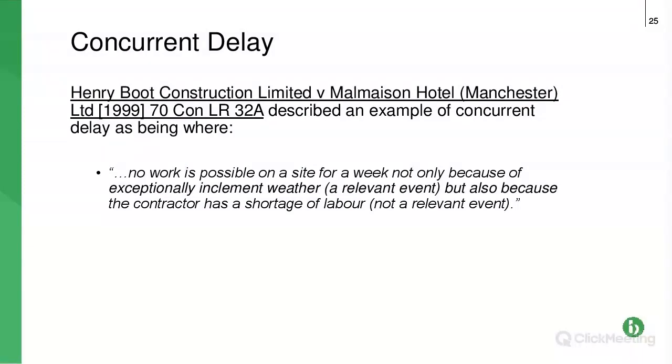Concurrent delay, I'm just going to skip through this. Concurrent delay is basically where you have two delays at the same time. One is something that the employer is responsible for, so a variation, really severe weather, Storm Arwen, what else? Delay by statutory undertakers. But at the same time, there is also delay caused by the contractor not having had sufficient personnel on site.